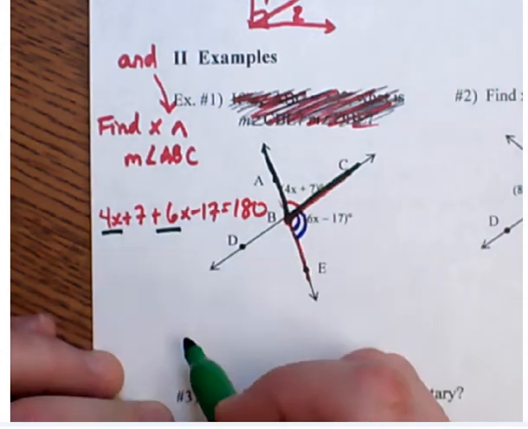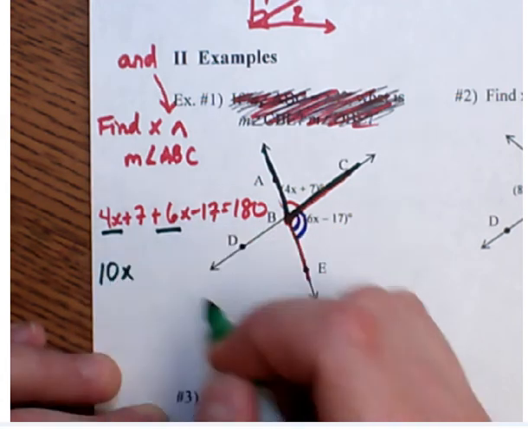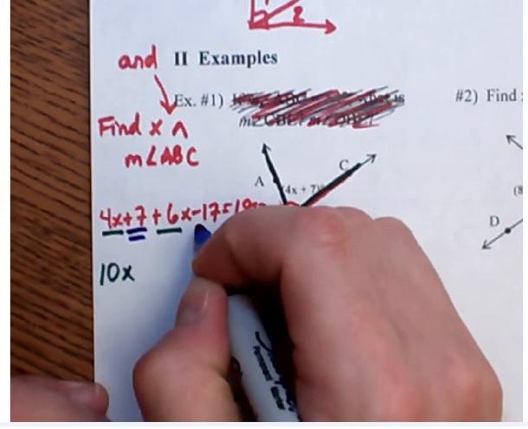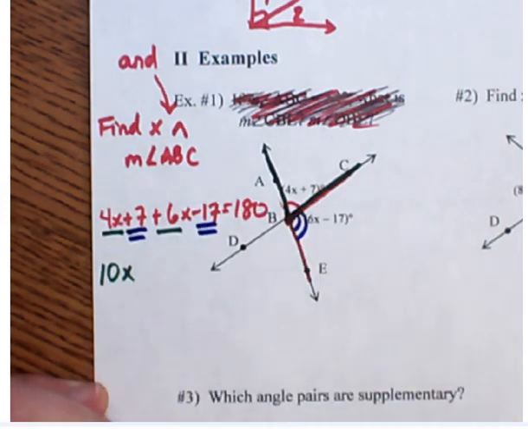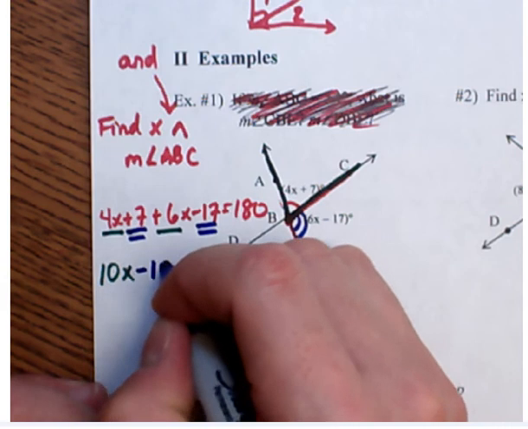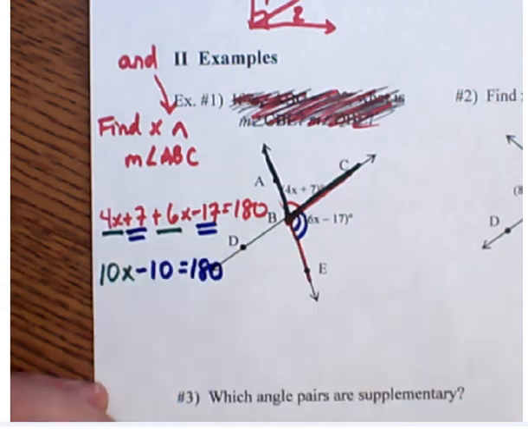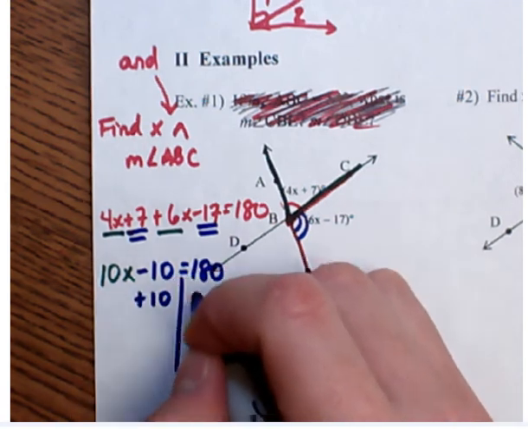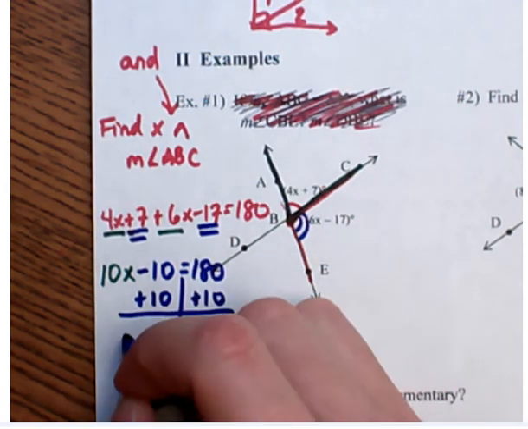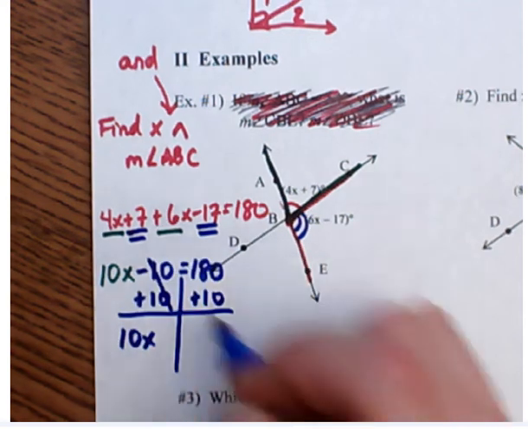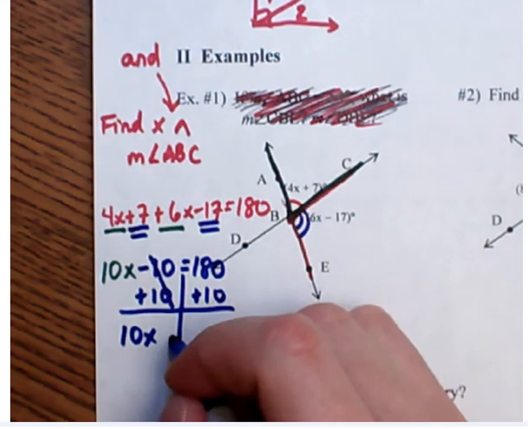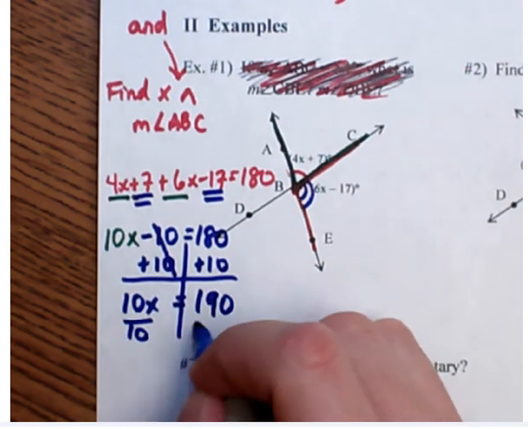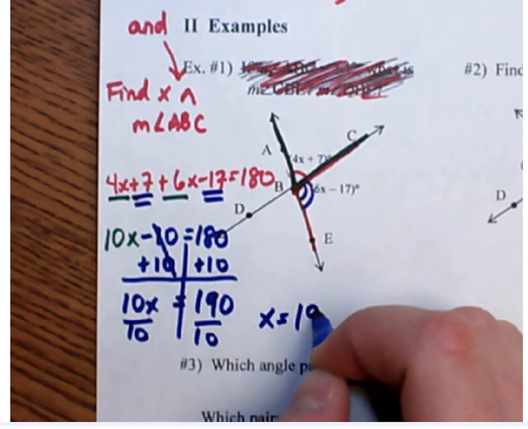Okay, now, before I start moving things, let's combine like terms. 4x plus 6x, that's 10x. And then you also have positive 7 minus 17. So 7 minus 17 is negative 10 equals 180. Now we keep going. Now we start moving. Let's go plus 10 plus 10. So we get 10x. The negative 10, positive 10 cancel, equals 190. Last step, divide by 10, we get x equals 19.